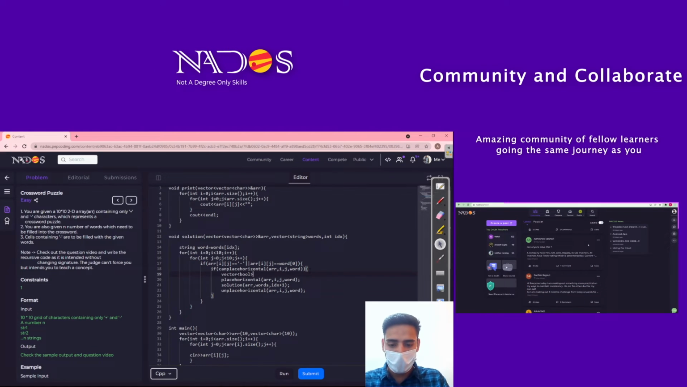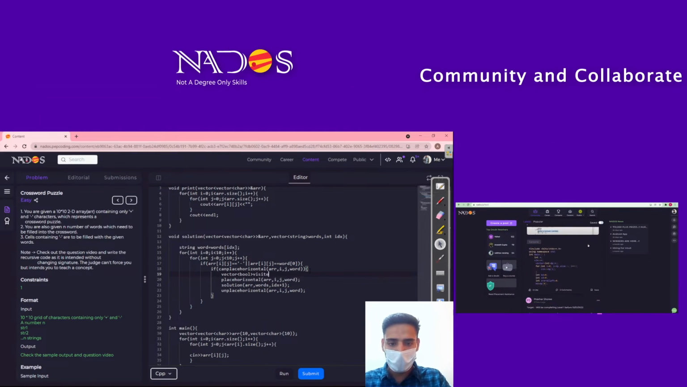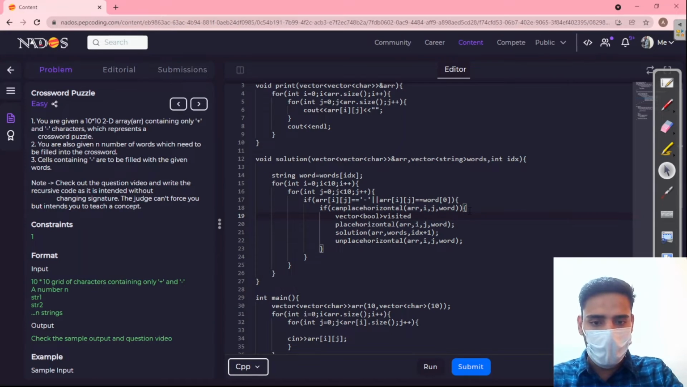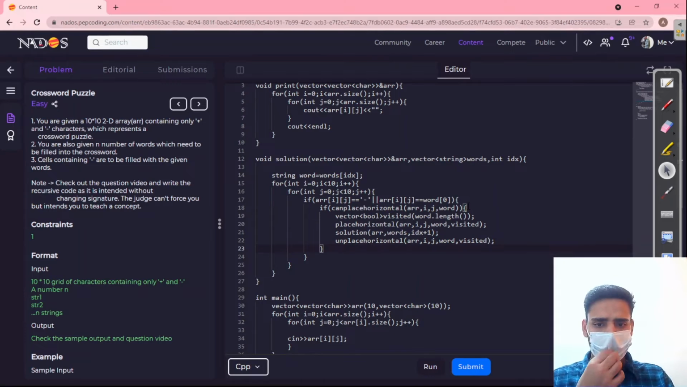Okay, and visited, right? Its size will be the size of word dot length. This is done. Okay, our visited vector is ready, and we will send it while placing. So visited is also going with you, man, and here also, right? So this is done. Now this is for horizontal.